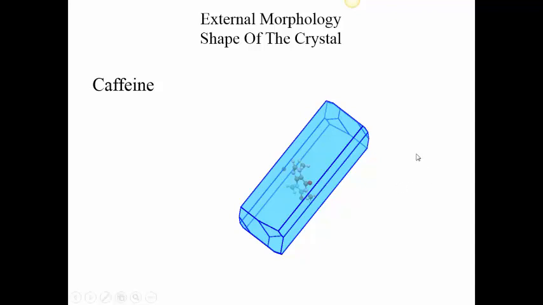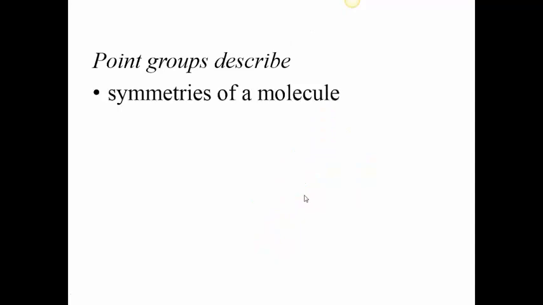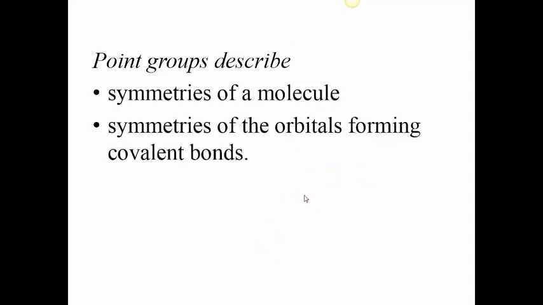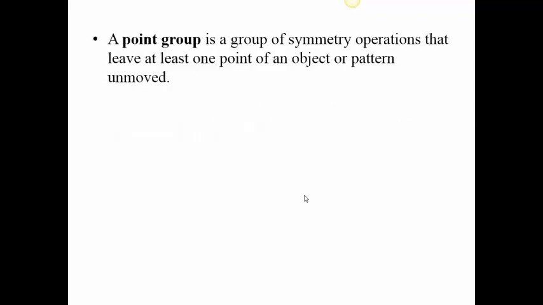The external morphology means shape, and morphology means study. So here's the study of the crystal of caffeine, and you can see the molecule of caffeine is oriented within the crystal. Point groups also describe symmetries of molecules and the symmetries of orbitals forming covalent bonds.